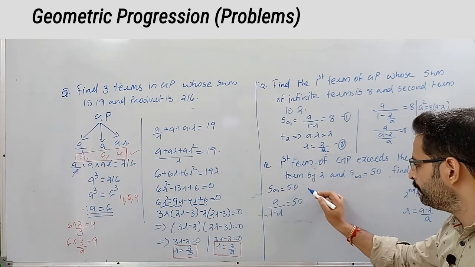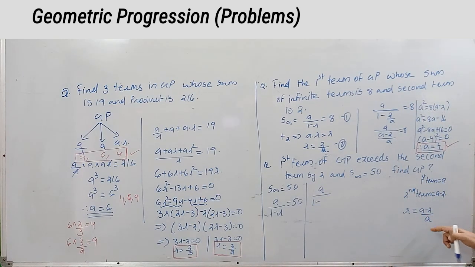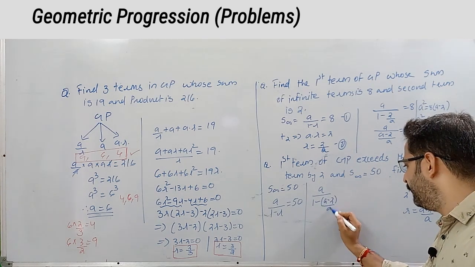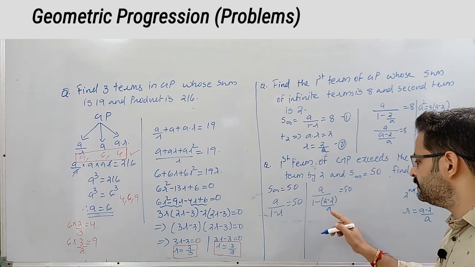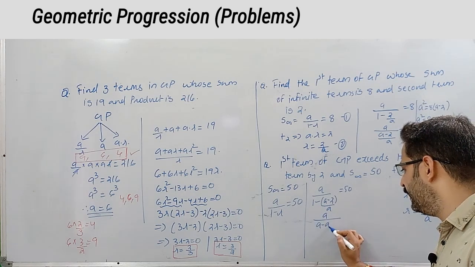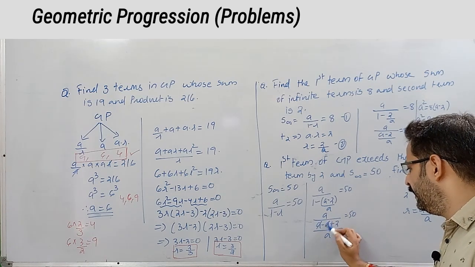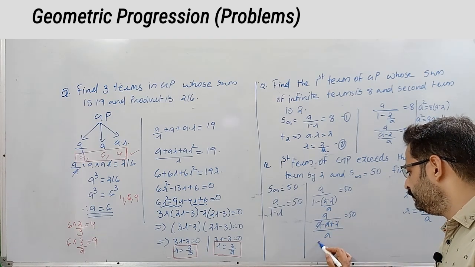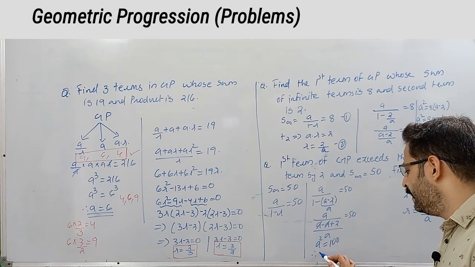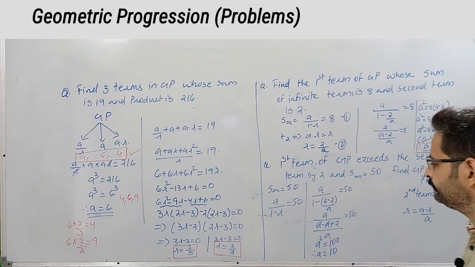Now substituting the value, A divided by 1 minus, we know the value of R, A minus 2 divided by A, is equal to 50. Now taking LCM, on the denominator, A divided by A minus A plus 2 divided by A is equal to 50. A gets cancelled, so A square equals 50 into 2, 100. Therefore, A is equal to root of 100, positive root, then 10.